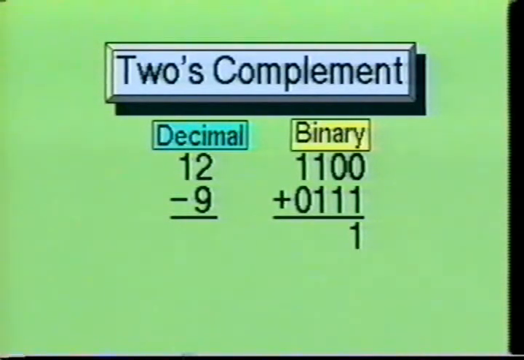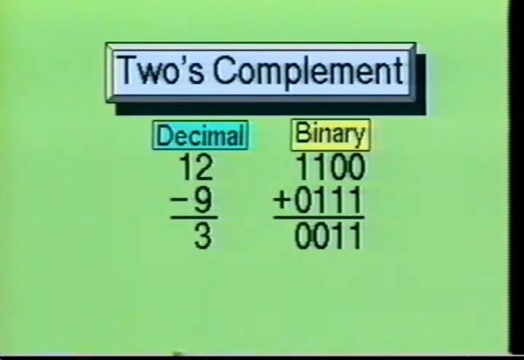0 plus 1 equals 1. 0 plus 1 equals 1. 1 plus 1 equals 0, carry 1. And since we carried 1, we now have 1 plus 1 equals 0, carry 1. Since we had already added 1 to the subtrahend, we discard the carry bit, and our answer becomes 0011, or 3 in decimal.